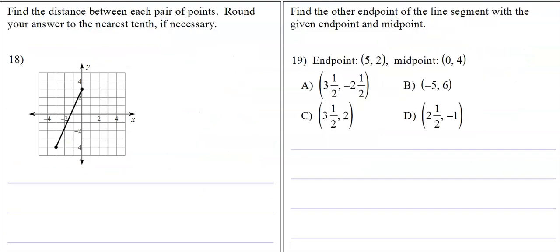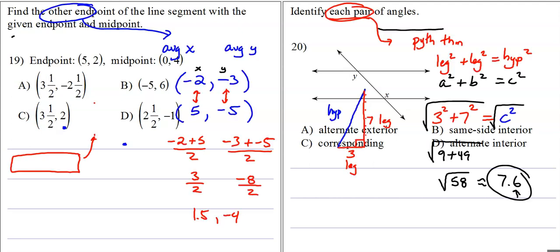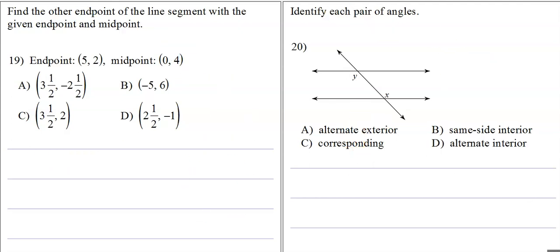All right, number 19 and number 20. Find the other end point of the line segment with an endpoint and a midpoint. So you could use graph paper on this one. I'm just going to sketch a little nasty graph here real quick. And so I'm going to go 1, 2, 3, 4, 5, up 2. So that's an end point. So right 5, up 2. There's an end. And then we have a middle at 0, 4. So 0, 4 is right up here.